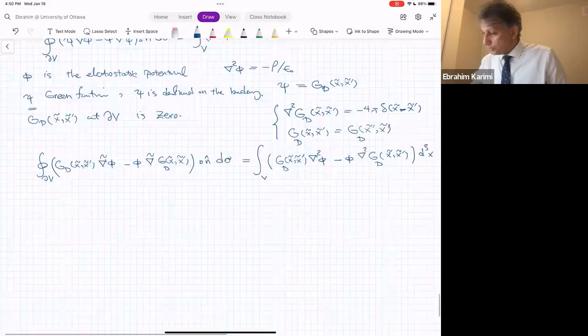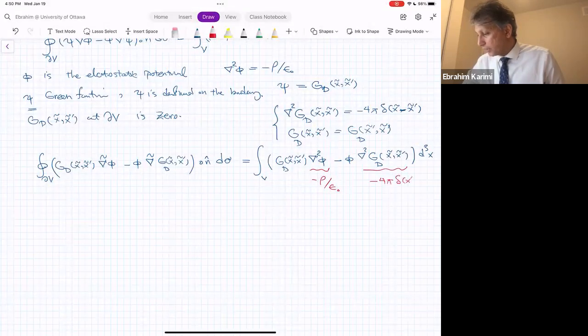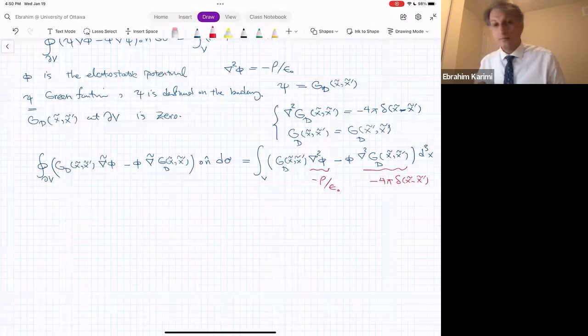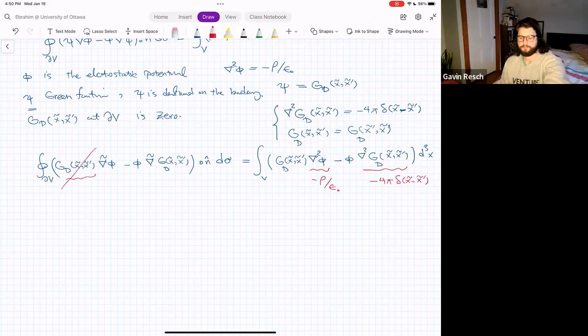Okay, now using the properties that I have, this will be replaced by minus rho divided by epsilon naught, and that will be replaced by minus 4 pi delta of x minus x prime. Okay? Good. And what is going on with g at the boundary, based on the definition that we gave? 0. Let's put it 0.